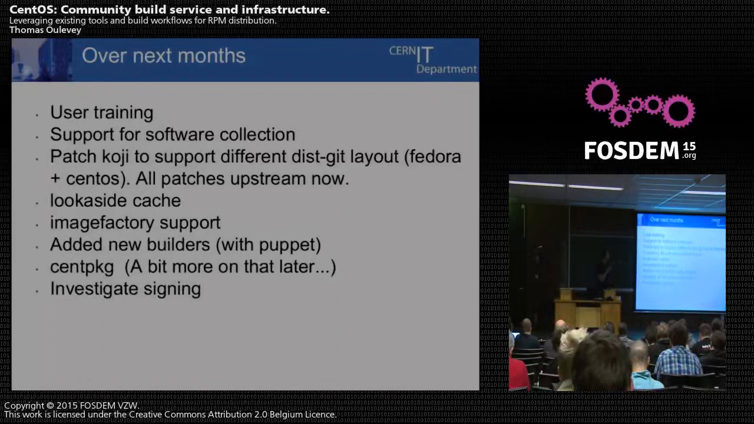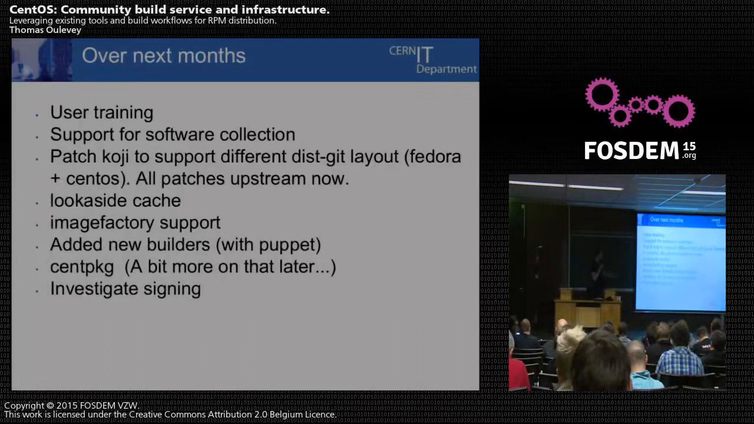Jan helped us to do the image factory support. So we are able in Koji to build some Docker or atomic images. This is what we use now to have the test images. We did add new builders thanks to Fabien. We had some Puppet magic, and now builders are quite easy to spin up. So it will be good for the future if we need to add more. CentPKG, I'll let Brian speak a bit more about that later.